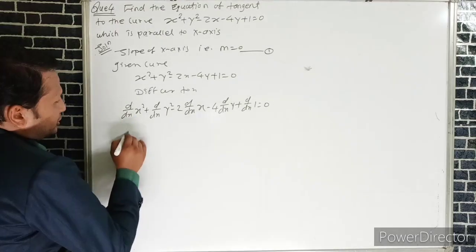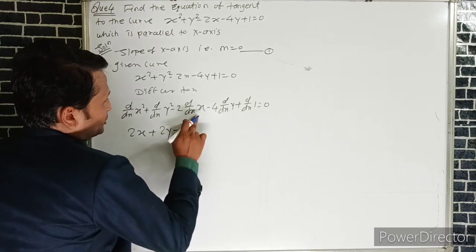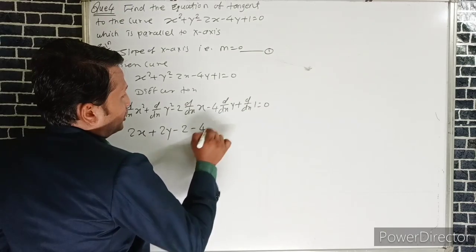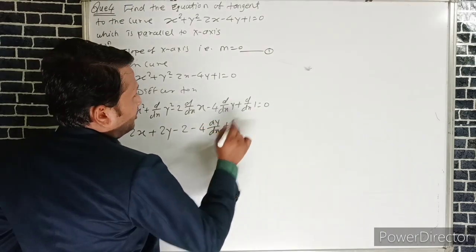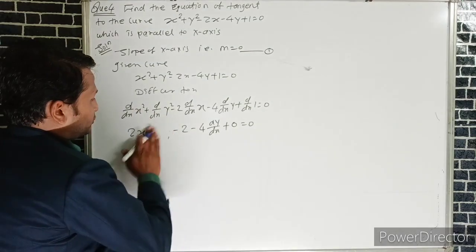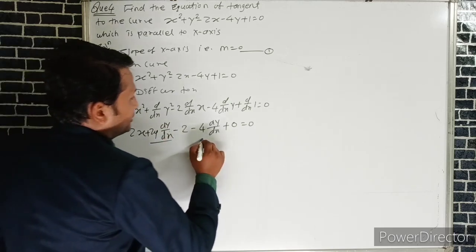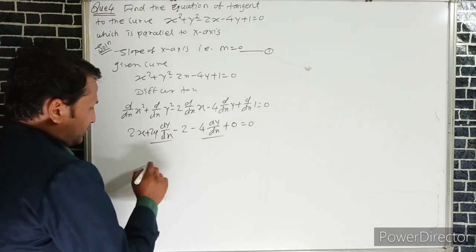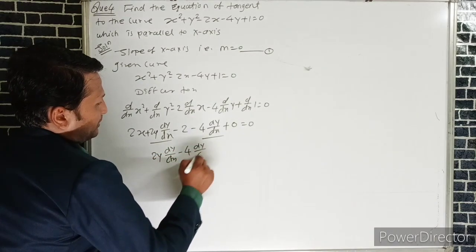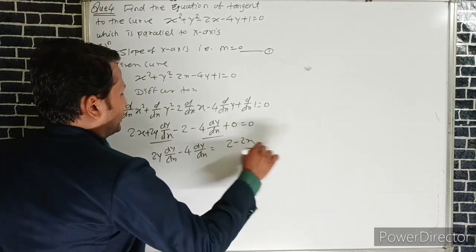Derivative of x² is 2x, plus derivative of y², which is 2y dy/dx, minus derivative of 2x, which is 2 into 1, which is 2, minus 4 dy/dx, and the derivative of 1, which is a constant function, is 0. If we take dy/dx common from both terms, we can write 2y dy/dx minus 4 dy/dx. If we shift the remaining terms to the right side, 2 minus 2x.